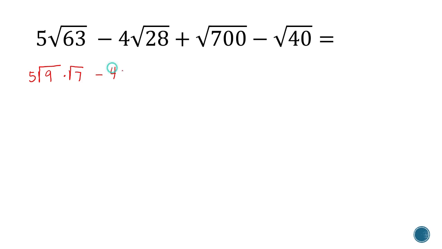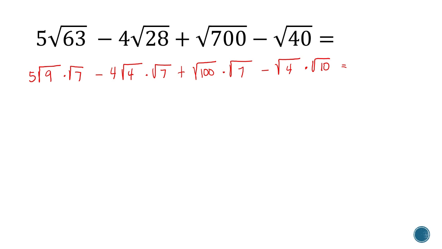Minus 4 square root of 28. The highest perfect square factor of 28 is 4. This is 7. 4 times 7 is 28. Plus the square root of 700, the highest perfect square factor of 700. I think that is all obvious. It's 100. Minus the square root of 40, the highest perfect square factor of 40. That is again 4 times the square root of 10.